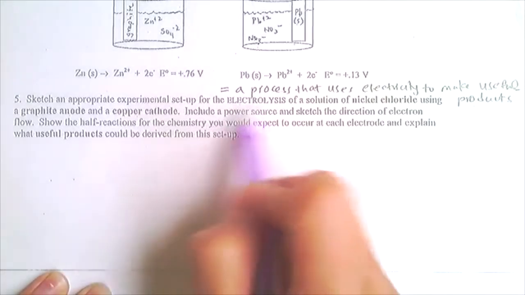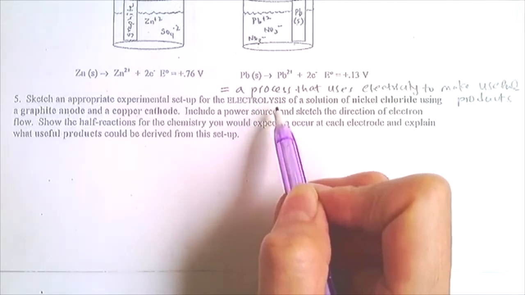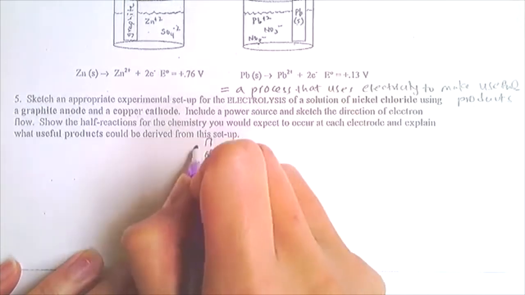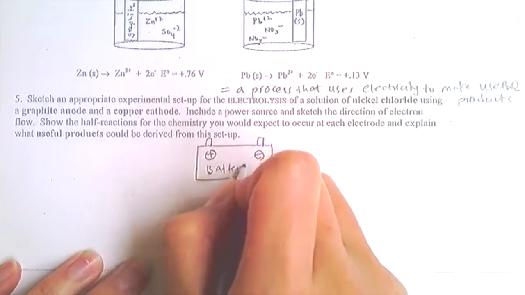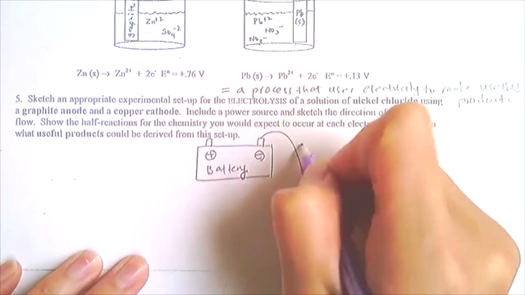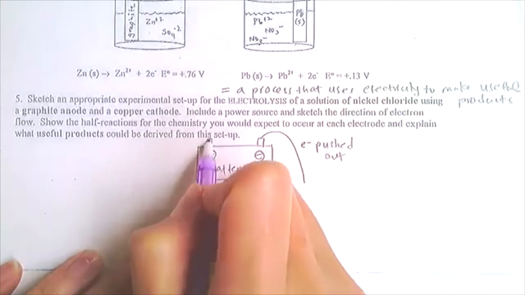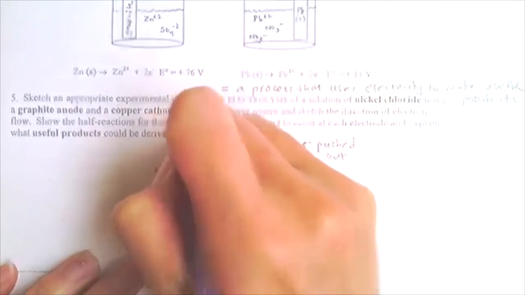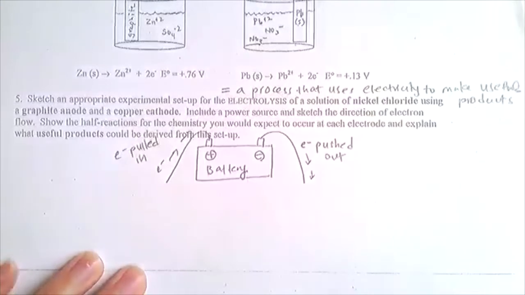And electrolysis requires a battery because these reactions do not happen on their own. It needs electricity to force this reaction to happen. So let me go ahead and make the battery. So that's the positive terminal, that's the negative terminal on this battery. Now, electrons are pushed out from the negative terminal of the battery, and electrons are pulled in towards the positive terminal on the battery.